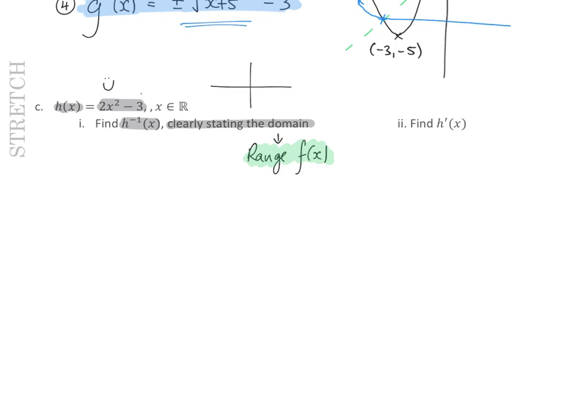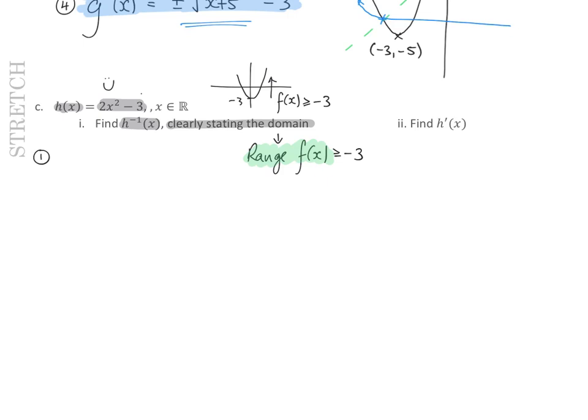So it looks like that, considering our transformations again. So therefore, if x is all real numbers, if this is minus 3, then that means the range is bigger than or equal to minus 3. Okay, now we're going to find the inverse.